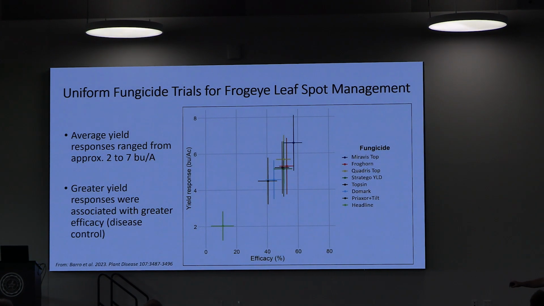Any ideas? Resistance. Yes, resistance. Strobilurin resistance. So we can see that our QOI fungicides, when sprayed alone, are not going to be very effective, right? And not going to have a whole lot of yield response from those either. So all these other fungicides that you see grouped together there all have different active ingredients from different chemistry classes. And we kind of see a trend with the greater efficacy, their greater yield response as well.